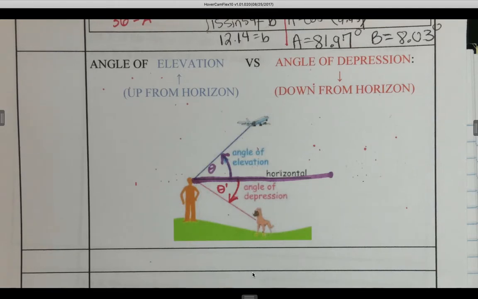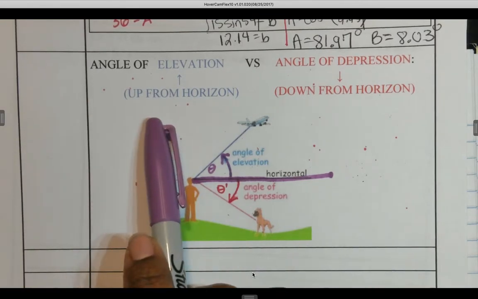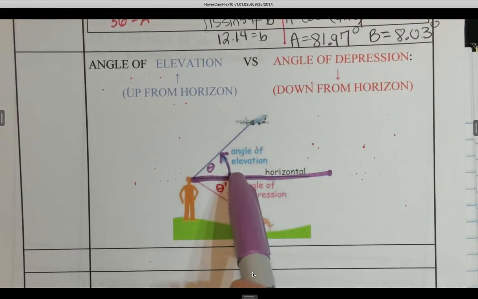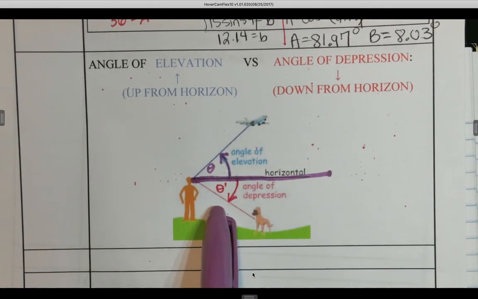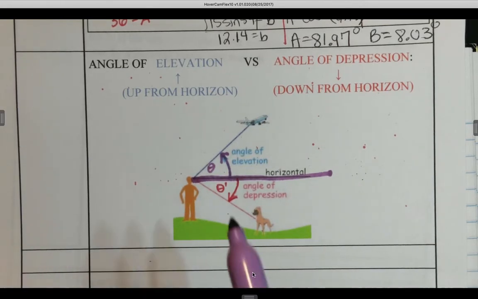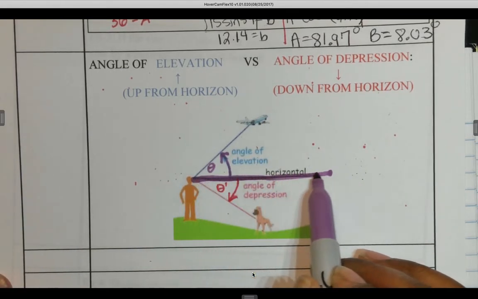Okay, so let's talk about angle of elevation versus angle of depression. And it's basically what we would think, right? Angle of elevation means I'm elevating, going up. Angle of depression is kind of like we're going down from a certain point. The only part is we need to make sure we know where the horizon is, right? So we have to have that horizontal line, that baseline.